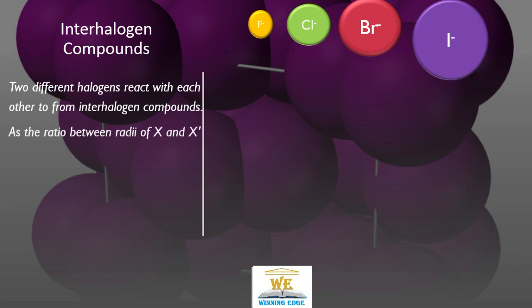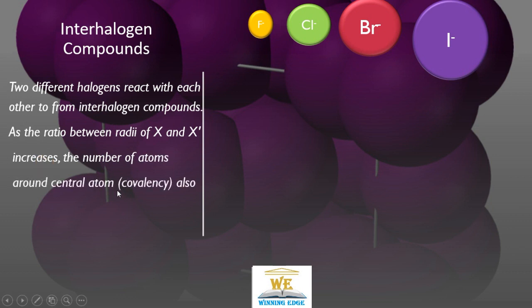As the ratio between the radii of X and X' increases, the number of atoms around the central atom, that is the covalency, also increases. Like we can expect the ratio of the radii of iodine to fluorine to be highest, so their covalency will be highest.